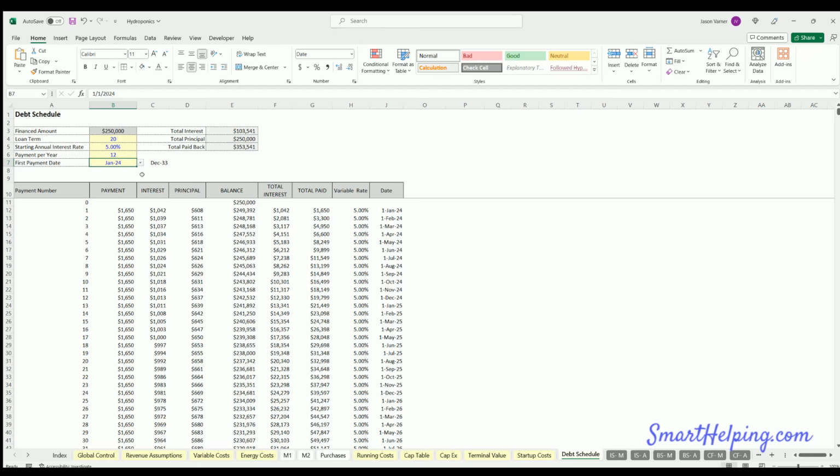And I suggest using the drop downs. Don't manually enter anything for the dates. Just use the drop downs. It's easier and less room for error.